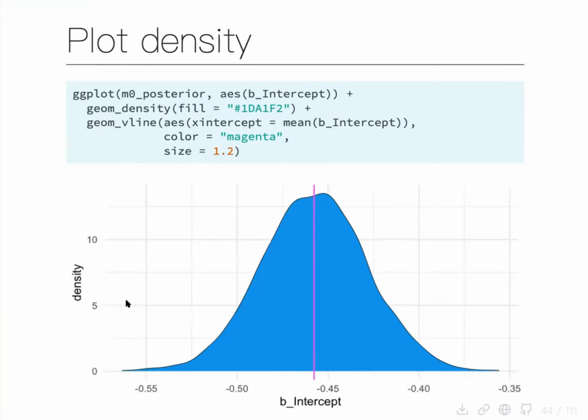We can plot the density of that. So now this is a data frame. We can basically just pass it to ggplot just like normal, right? So we put the intercept on the x-axis. We call geom_density. I'm specifying a fill color, this blue color. And then we put a vertical line where the x-intercept is equal to the mean of the distribution. Okay, so this pink line, which I probably should have made a little bit bigger, is the mean of the posterior distribution, but this also summarizes our uncertainty around that mean.